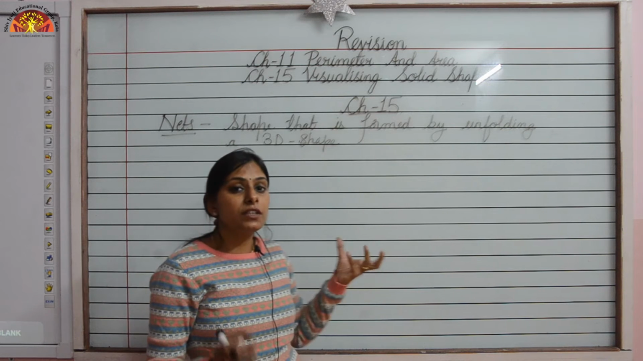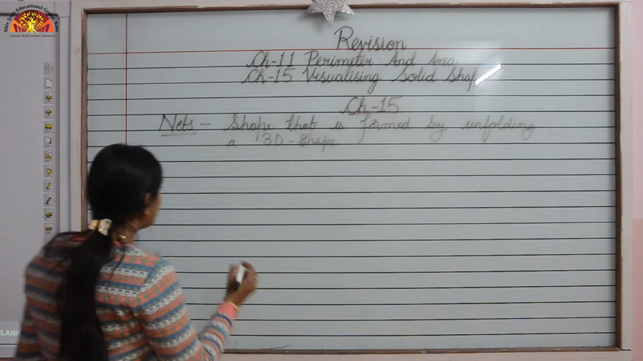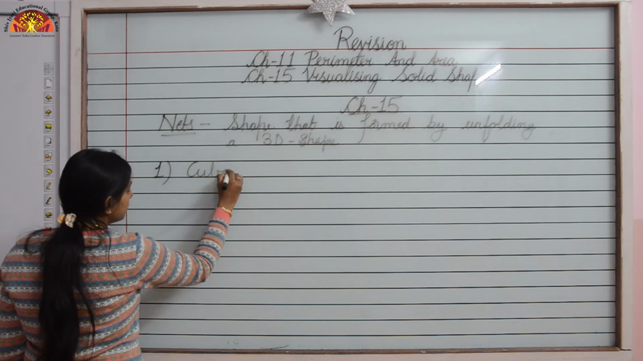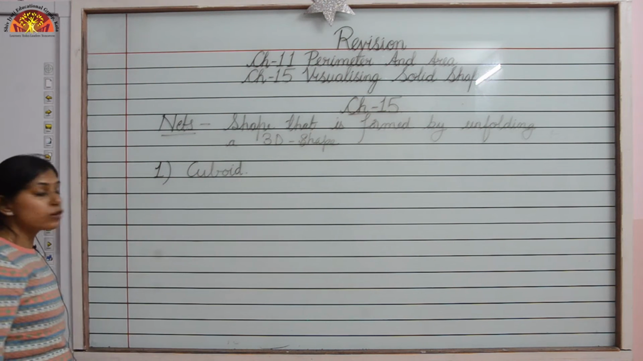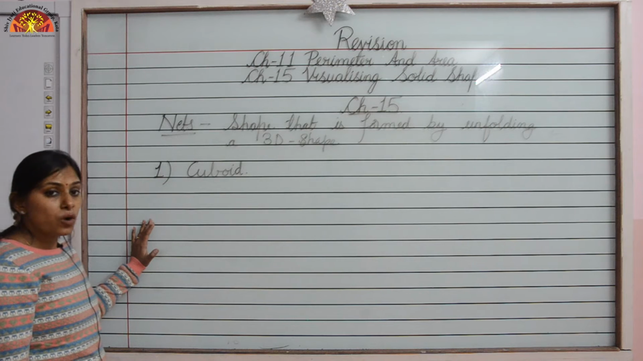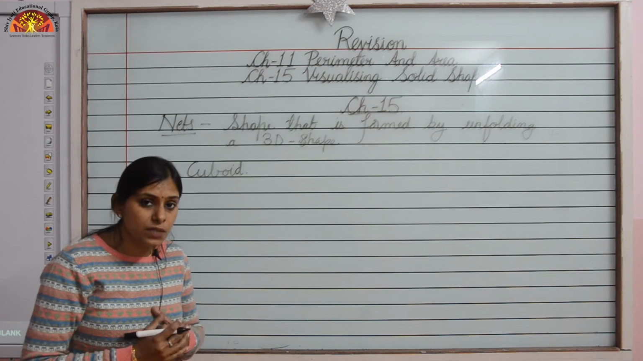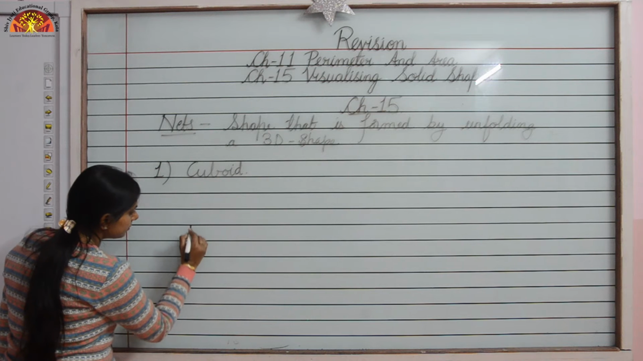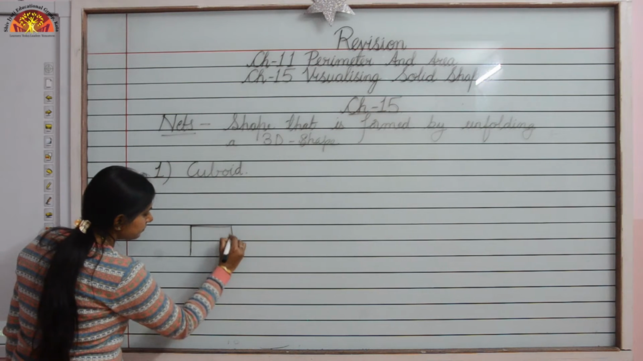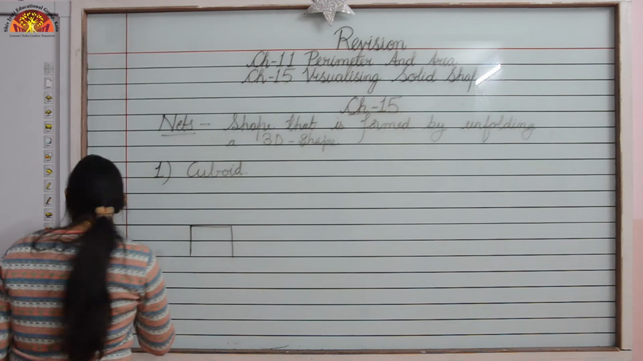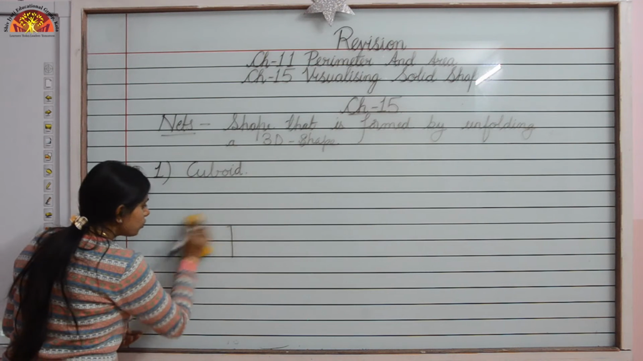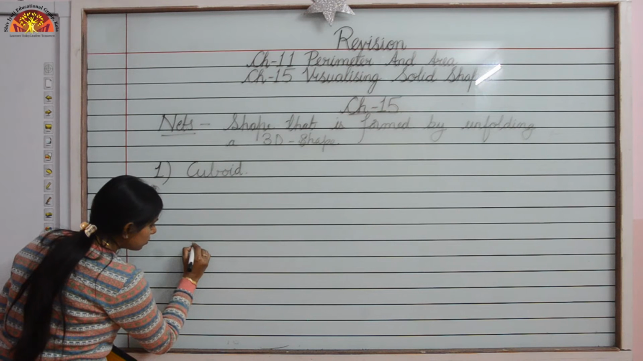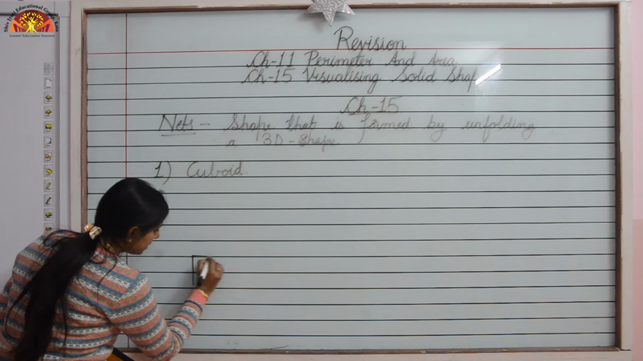So children, we are having different nets of a solid shape. First of all, we'll just talk about the net of a cuboid. As we have talked, in the case of a cuboid there are 6 faces. So just see, first of all we just talk about the base. Where do we start anything from? We start from the bottom, from the base. So just see, this is a base.